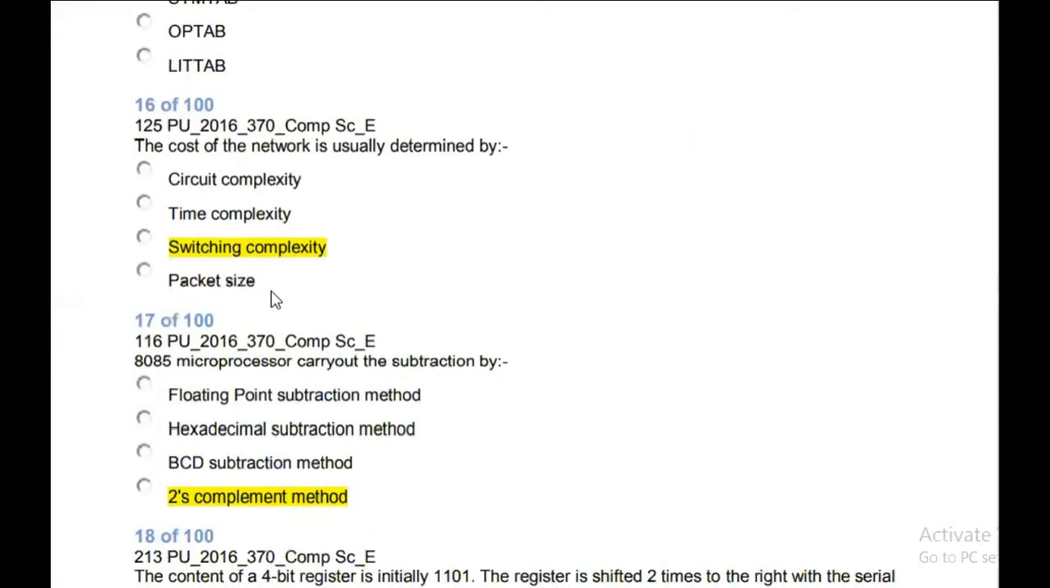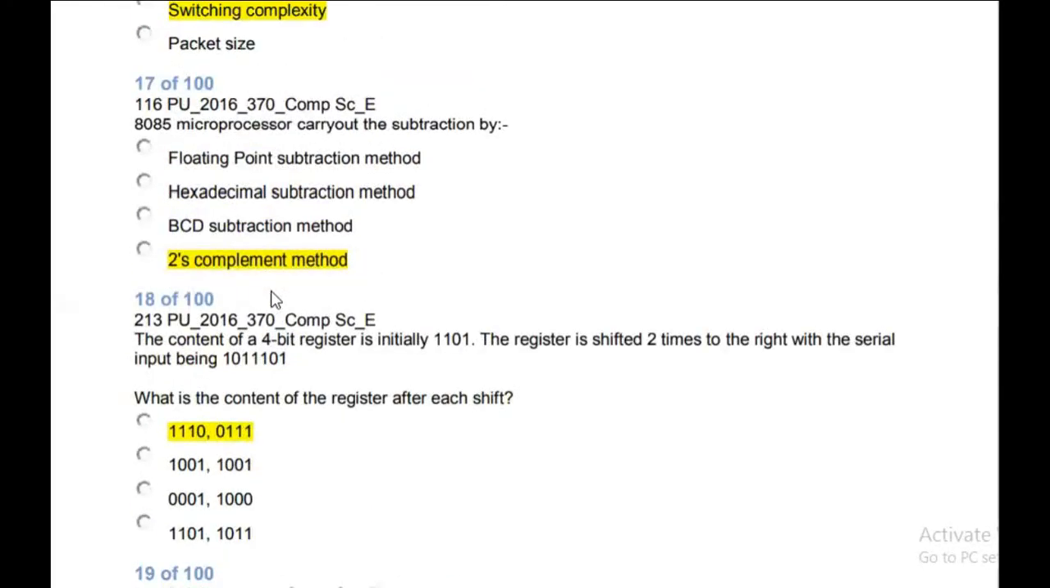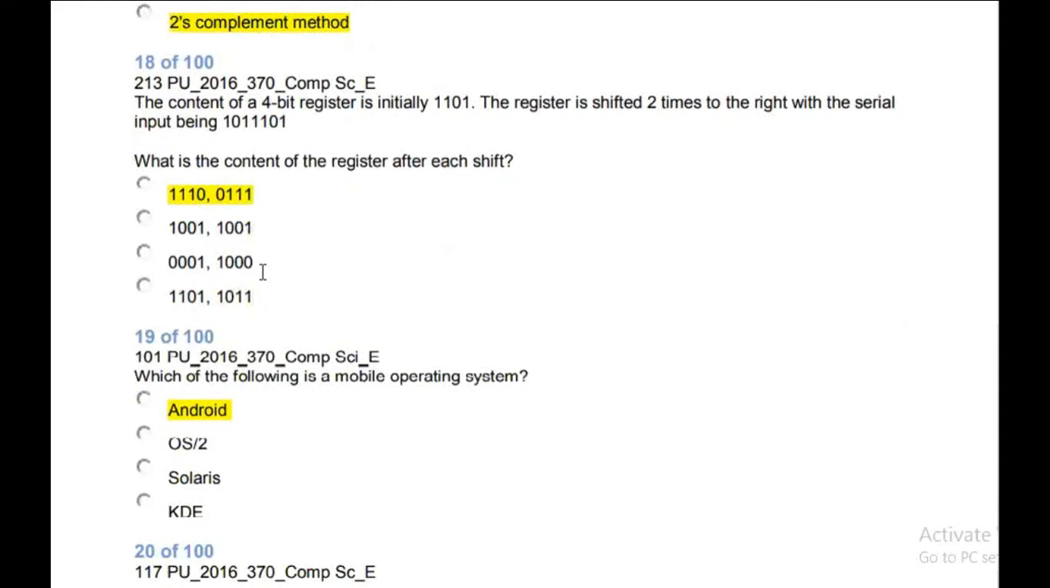16. The cost of network is usually determined by switching complexity. Option C is correct. Switching complexity. 17. The 8085 microprocessor carries out the subtraction by 2's complement method.